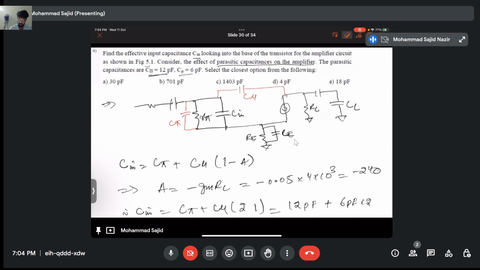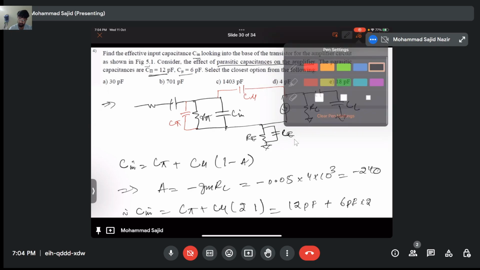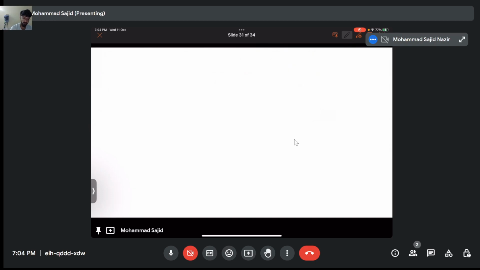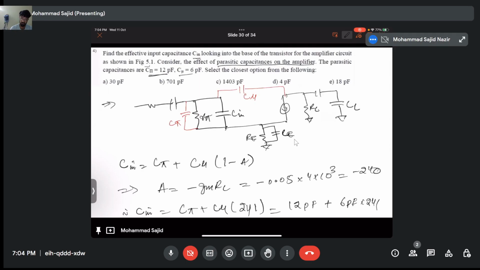And this comes out to be C in 1458 picofarad. It's like the closest option, so this one is the closest option. I may have done some mistake in the calculation, we can check.